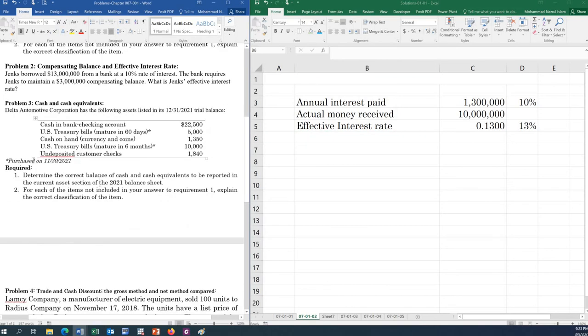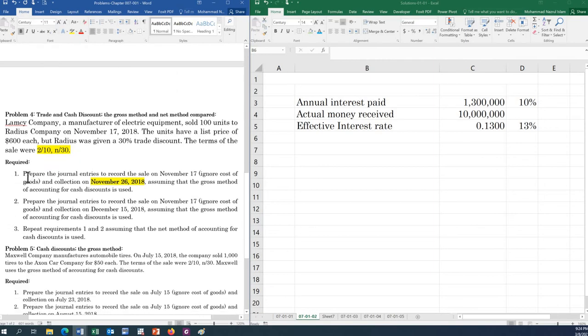So this one is for you to solve. This one, problem number 3, is very much like problem number 1. And now come to problem number 4.